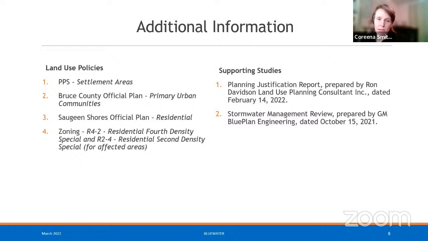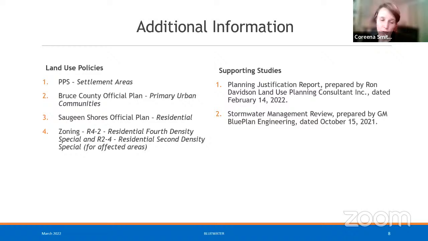As it relates to our review of the application, we looked at the provincial policies and the county policy, which identifies this area as a primary urban community, and it's residential in the local official plan. The current zoning for the townhouse dwellings is R42, a high density category, and the single family lot is already zoned R24. The zoning application is looking to decrease the interior side yards for the townhouse dwelling units to 1.2 meters from the current 3 meter requirement.